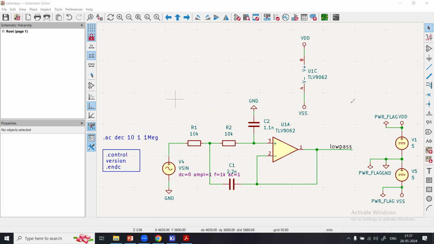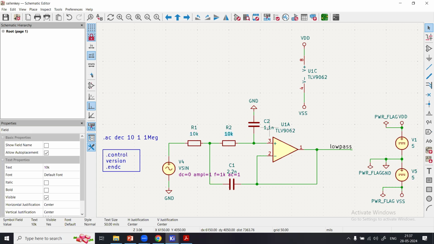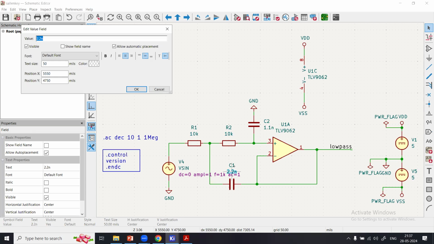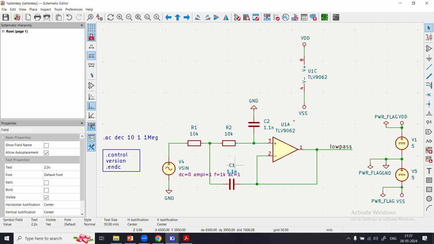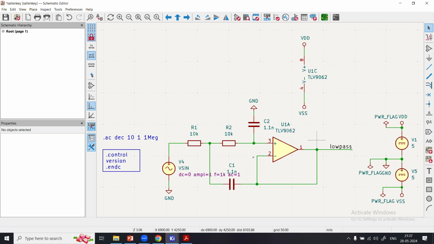I have cleared all the drawing. Now coming back to our KiCAD. From the library, I have chosen this amplifier, TLV9062. But before that, I want to explain how I chose these values of the resistors, which are 10K, and the values of the capacitors, which are 1.1 nano each. Let me calculate, keep it the same, 1.1 nano, or you can change it to whatever you want. Obviously you need to know the transfer function of this filter.